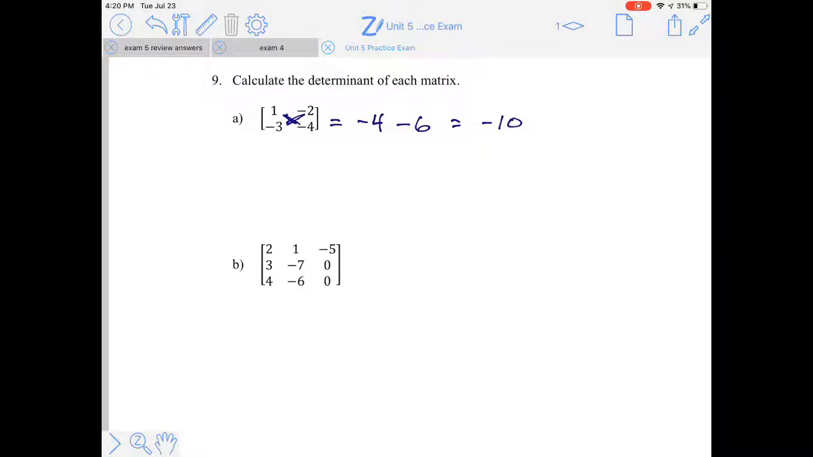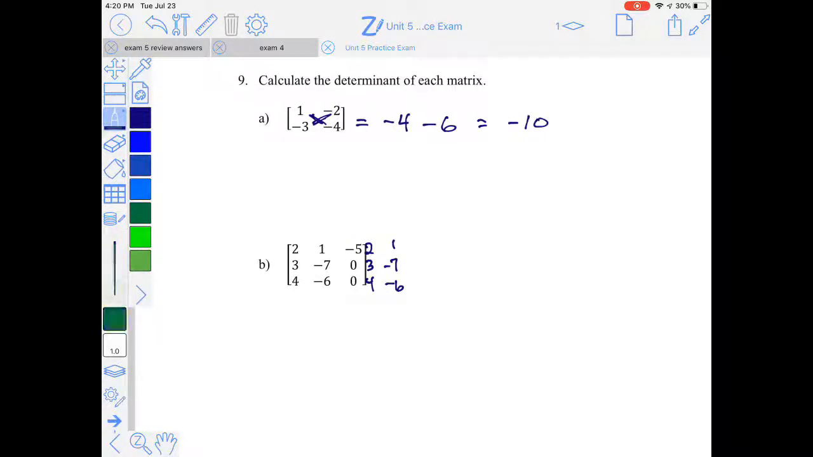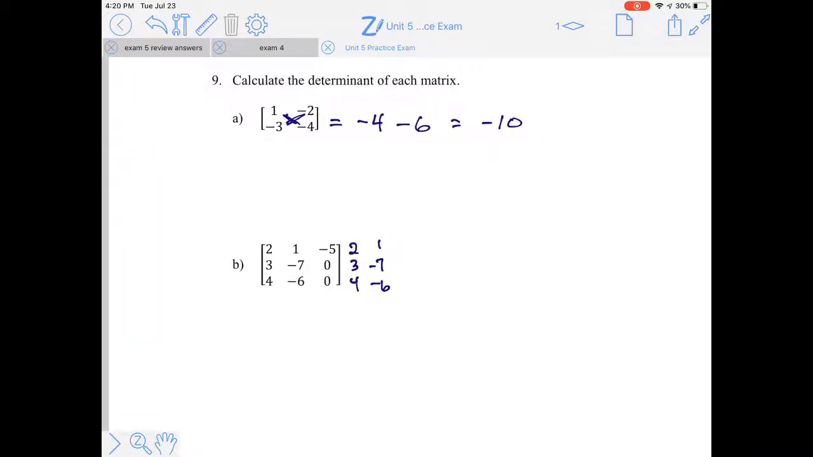The diagonal method for a 3 by 3, you're going to take this first column, 2, 3, 4, and duplicate it. And same with that middle column, 1, -7, -6. So you write those first two columns there on the right side of the matrix. Then you always start from the top left and go to the right, and those ones you add. So this product, and then you add this product, and then you add that product.